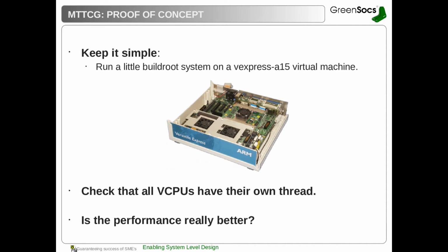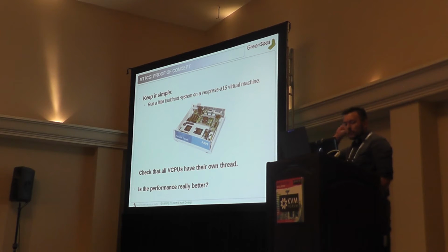So it's a proof of concept. I wanted to keep it simple, so we just run a little custom Buildroot system on a vExpress A15 virtual machine. So the goal is to check that all vCPUs have their own thread and check if the performance is really better.